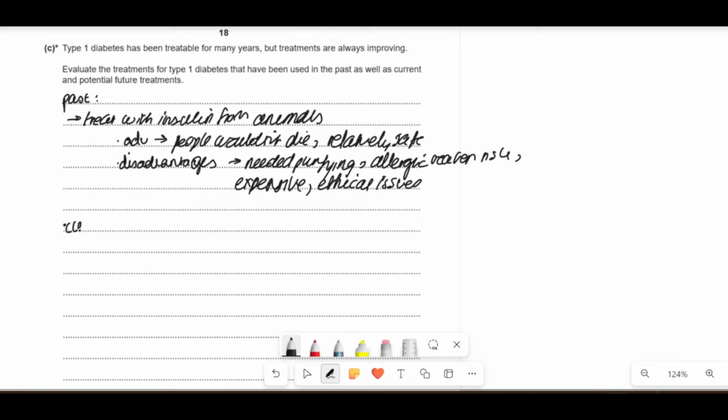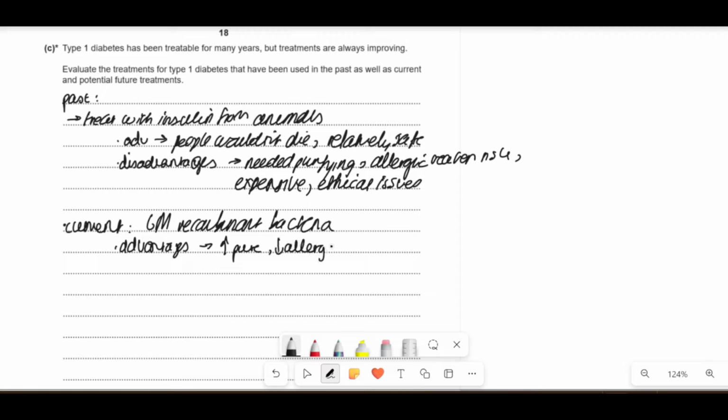Current treatments for insulin: what we do now is we use genetically modified recombinant bacteria. They can produce the insulin instead of extracting it from animal pancreases, and that's quite a good thing, because it means we don't have to do all of that. So what are the advantages of that? First of all, it's way more pure. You don't have to separate it from all these other random enzymes, bits of tissue, glucagon and stuff from animal pancreases. All you've got to do is get the bacteria out. The risk of allergy is lower because it's just standard insulin without any other stuff stuck in there. It also is cheaper.